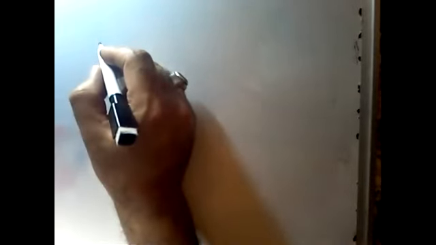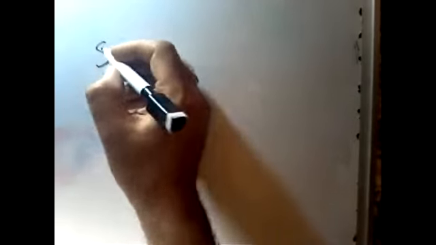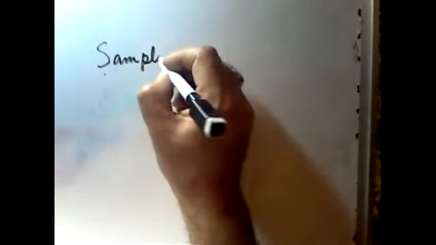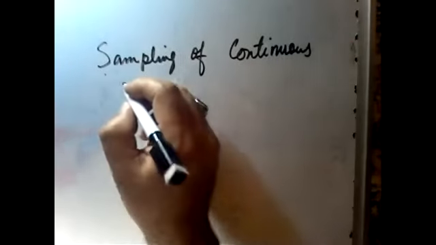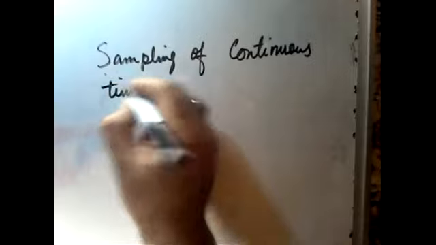Okay, so we saw in the previous lecture what sampling is, the concept of Nyquist theorem, and the aliasing principle. Now, in this lecture, I will start with a bit of a mathematical derivation of sampling and its reconstruction. So, sampling of continuous time signal.